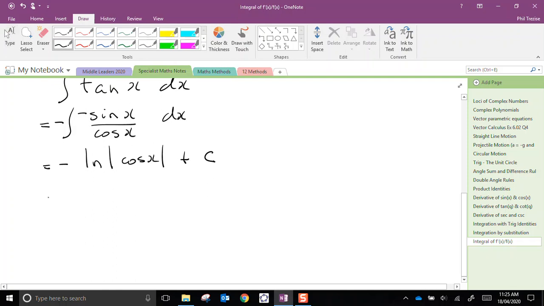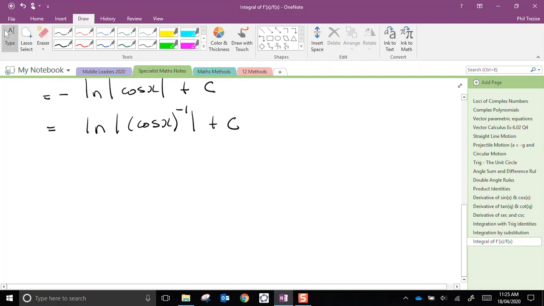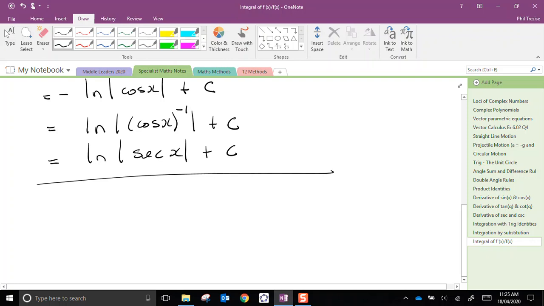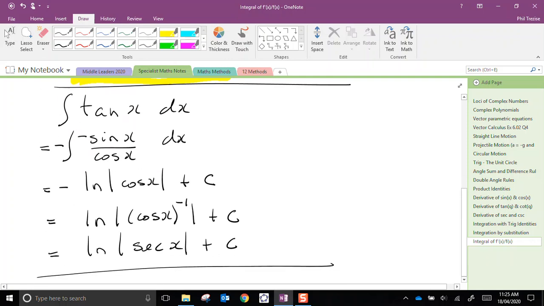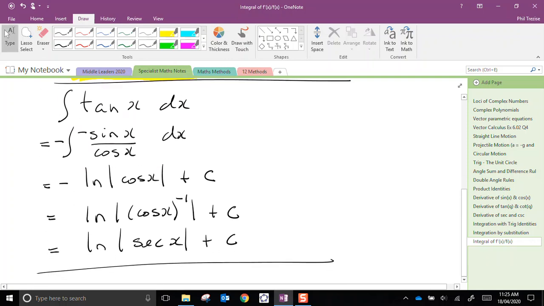Now I could make this a little bit neater. The negative sign at the front is a little bit of a nuisance. So what if I wrote the cosine of x to the power minus 1? And I hope we all remember that the reciprocal of cosine is secant. So that's how we would use this rule to find something like the integral of tan.